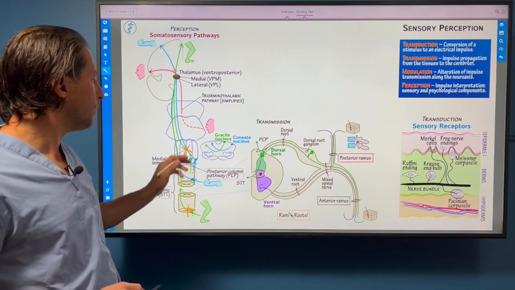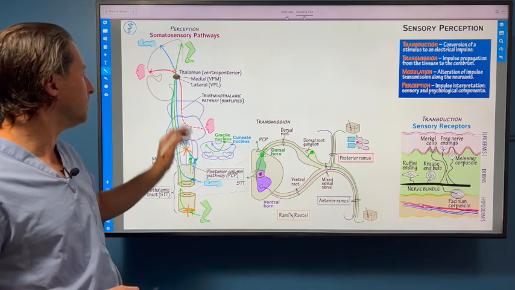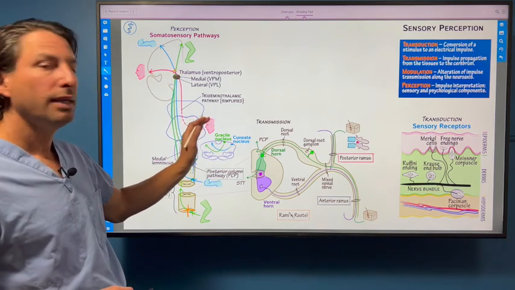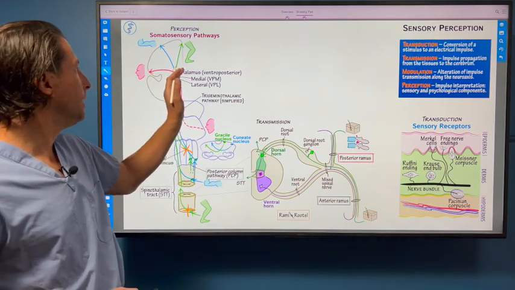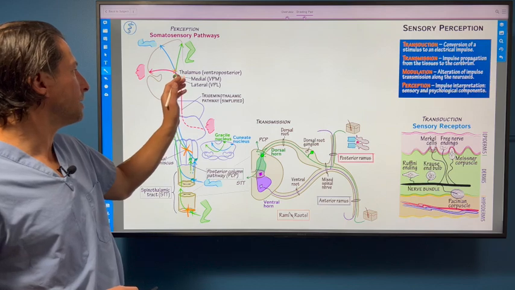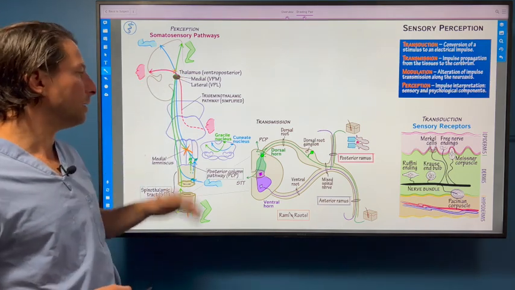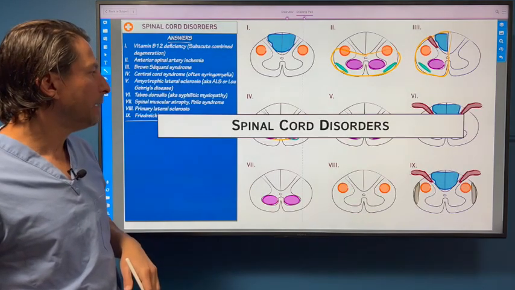So denote those orange X's as these twists, and you can see this twisting here with the face. They start out medially, these fibers do. After they make this synapse in the thalamus, they then twist and end up the most lateral of all.